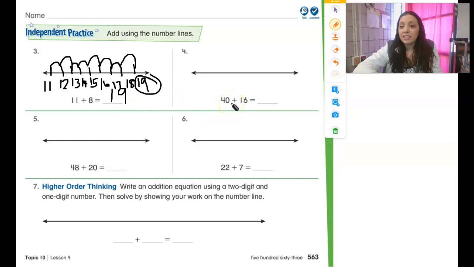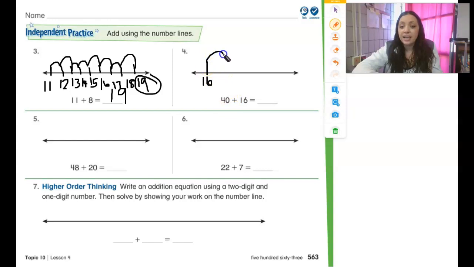All right, 40 plus 16. What number do you think I need to start with? 40 is the bigger number, but it's one of our 10s, so we can hop by 10s to make it easier. So I'm actually going to start with the number 16, okay? And let me think about the number 40. 40 is just 4 10s, so I can hop by 10s.